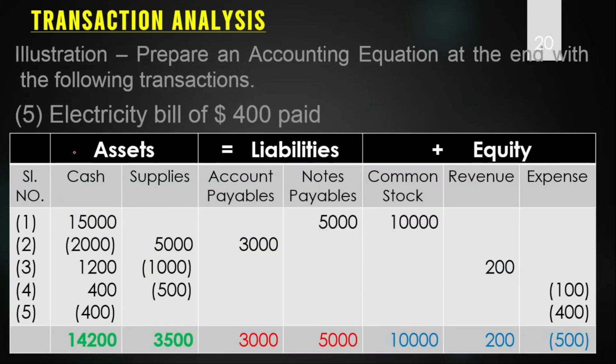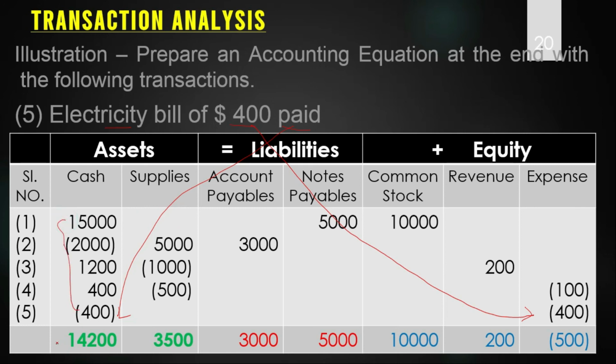The next is electricity bill. This is an expense. So 400 will go to the expense column. Because of the expense your equity will decrease, so it is negative, and you are paying cash. So cash will be deducted in the cash column, 400. Now we don't have any other transaction after the 5. We shall make the sum of all the items of cash.